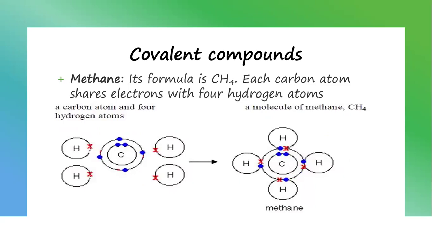Simply, in this, each carbon atom shares electrons with four hydrogen atoms. As you can see here, there's a carbon atom and four hydrogen atoms, which later form a stable compound of methane.